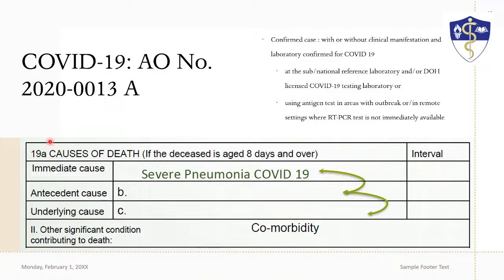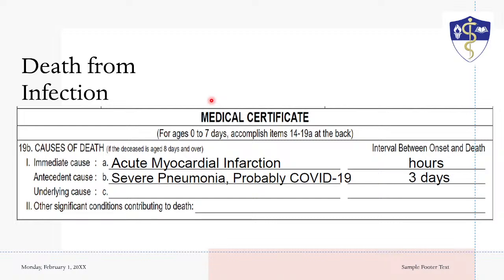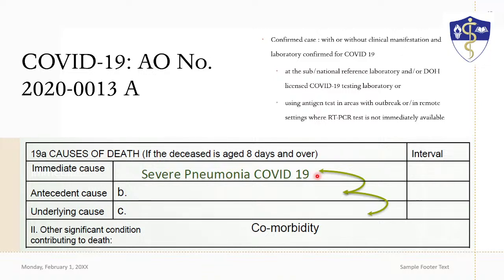So, immediate cause, just COVID-19, severe pneumonia. What do you write here? Nothing. If there is a comorbidity, you write it down here. Ta-da. This is how you write down COVID-19. So, previous, this one can be placed here. It can move here if you can identify an additional comorbidity of severe pneumonia, COVID-19.